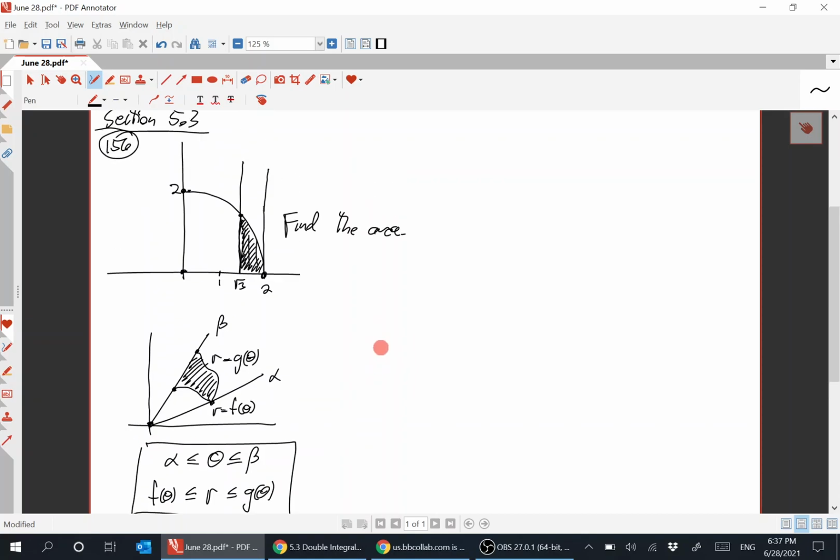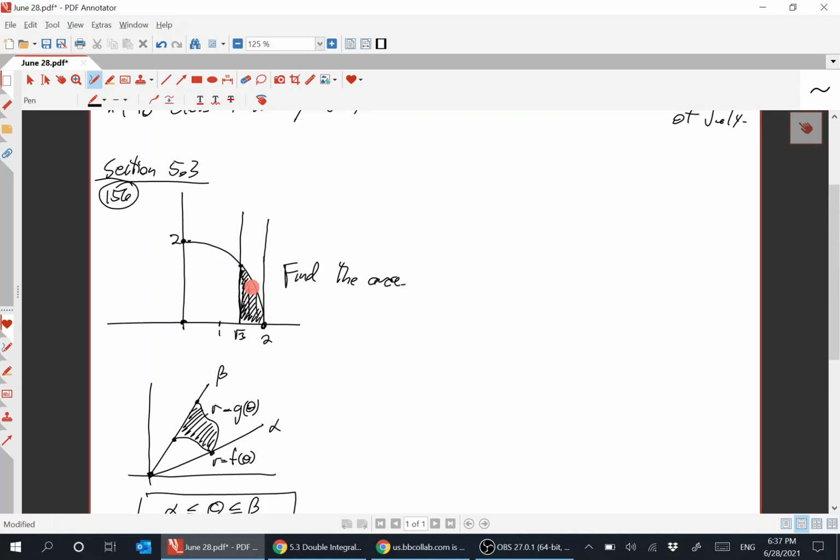Okay, well, we've got, in this case, two curves here. We've got the circle, r equals 2. So the circle is r equals 2. And they gave it to you, of course, in rectangular coordinates, right? But you know that it's just r equal to 2 in polar coordinates. So what about this vertical line? How can you describe that vertical line?